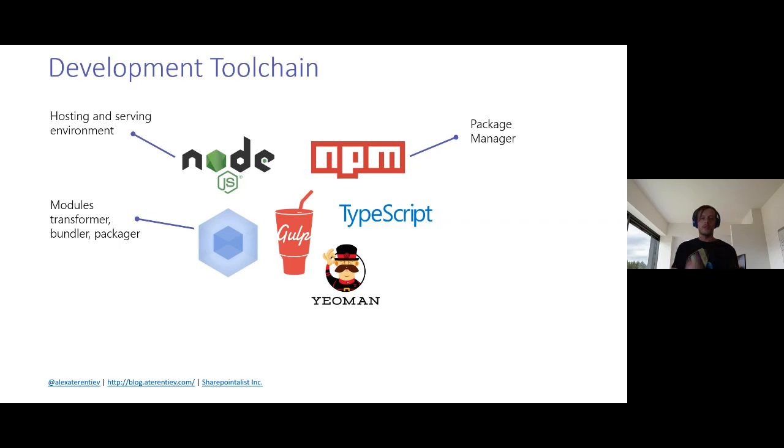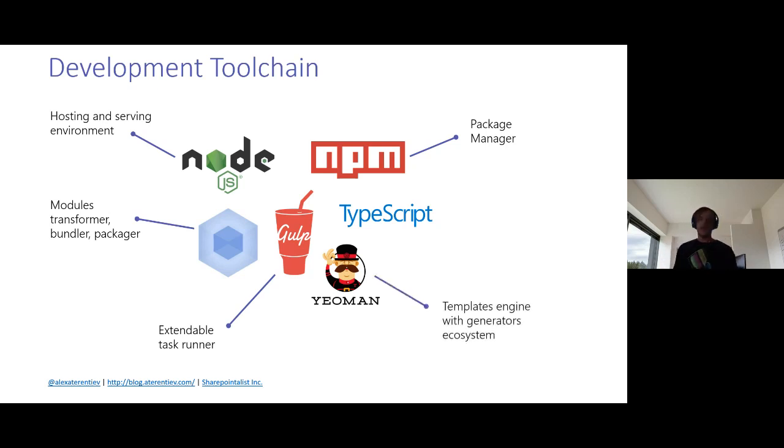Webpack is a modules transformer, bundler, and packager. It kind of collects all your TypeScript files, CSS files, compiles them, and creates chunks that later on will be loaded to the page. Gulp is an extendable task runner. It allows you to create custom tasks and build different routines based on these tasks. So for example, the SharePoint Framework build routine is based on Gulp tasks, and we can actually create custom tasks and inject them in the SPFx build routine as well. So if you look at Webpack and Gulp together, they're pretty similar to MSBuild in .NET.